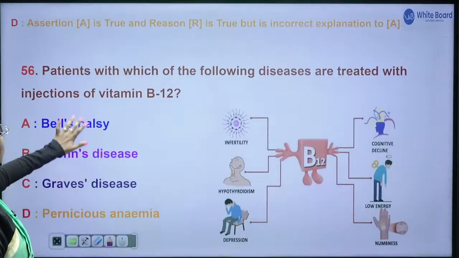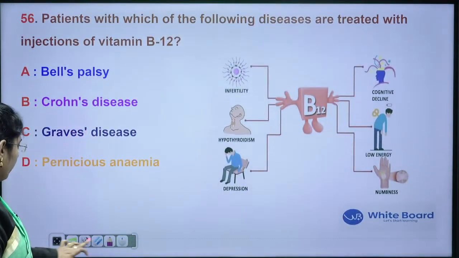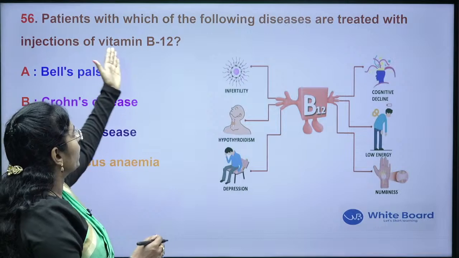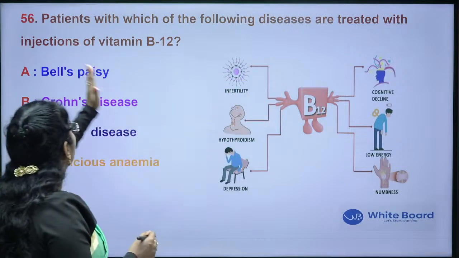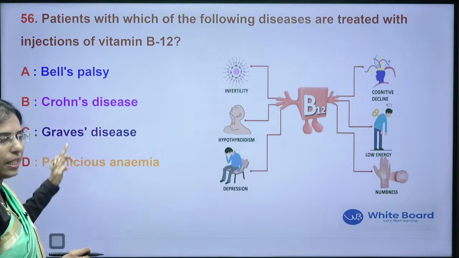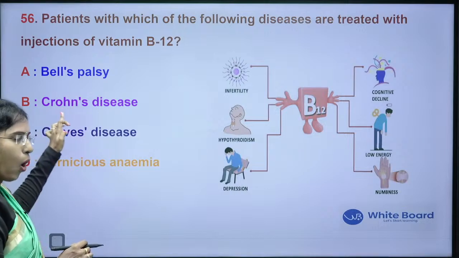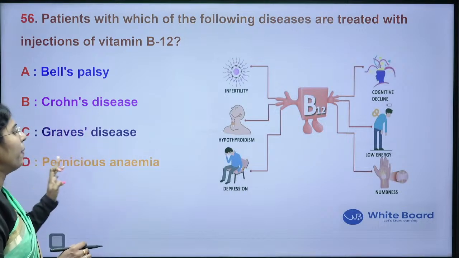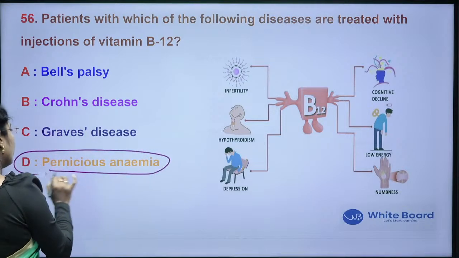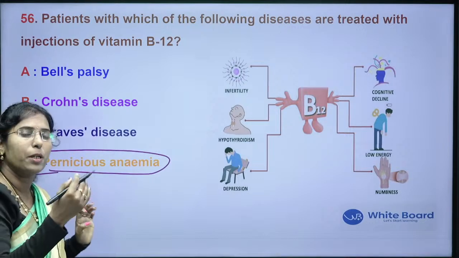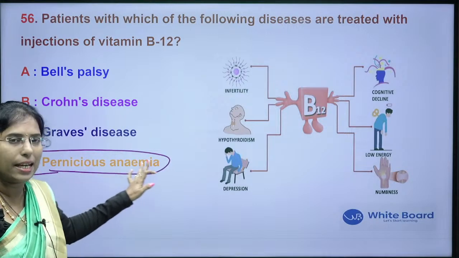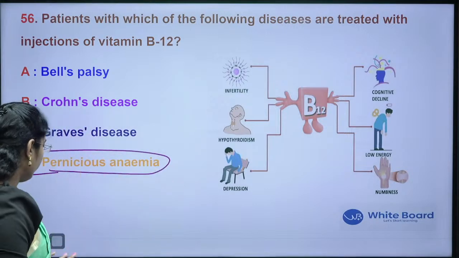Right. So, next, the 56th question. Okay, just now we have discussed the same question. Patients with which of the following diseases are treated with injections of vitamin B12? Here they have given four options: Bell's palsy, Crohn's disease, Graves' disease and pernicious anemia. Pernicious anemia is a condition where there is a deficiency of vitamin B12. So, vitamin B12 injections are given to treat pernicious anemia. So, the correct answer is pernicious anemia.